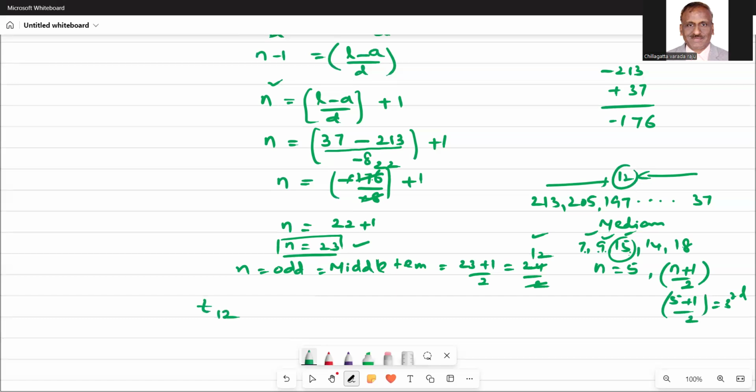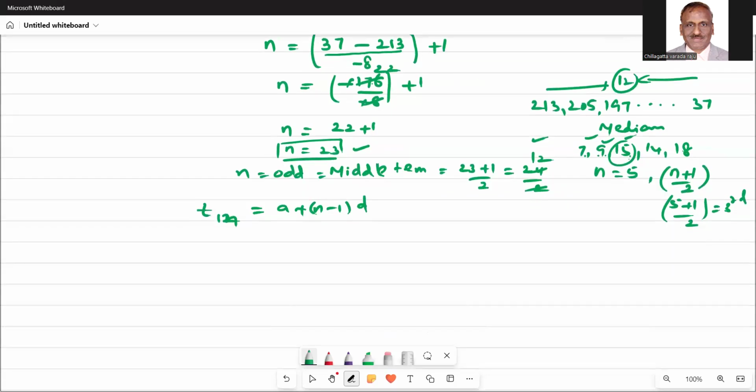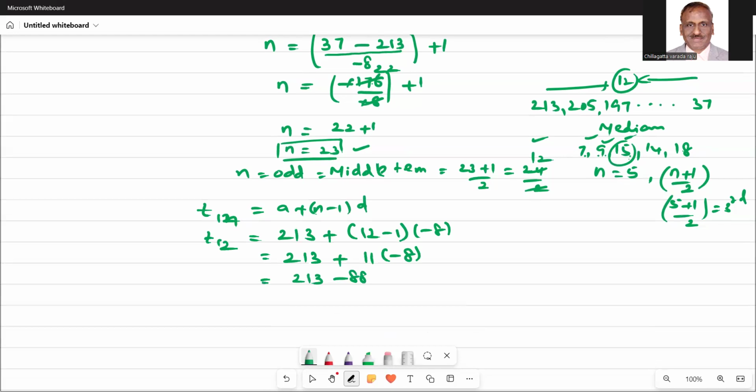So T12 is equal to, first write the Tn formula. Tn equals A plus n minus 1 into D. So T12 is equal to A, which is 213, plus 12 minus 1, into the common difference, which is minus 8. That gives you 213 plus 11 into minus 8, which is equal to 213 minus 88. What is the difference between 213 and 88? 13 minus 8, 5.